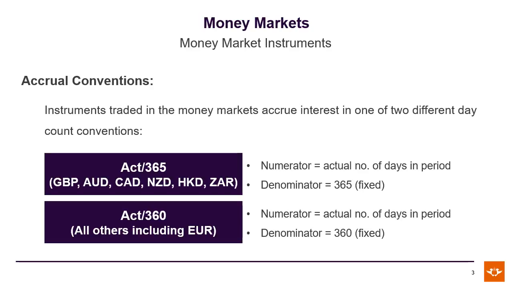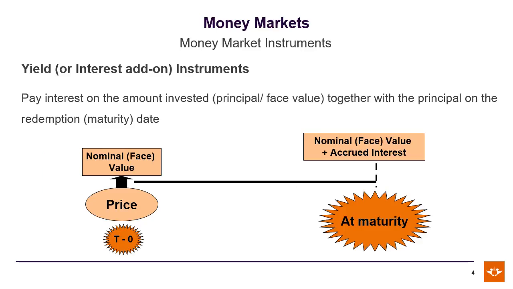In South Africa, including other countries such as Great Britain, Australia and Canada, we use what is referred to as the actual over 365. So the numerator contains the actual number of days in a period. So if your money market instrument was issued on the 1st of January 2017 and it matures on the 31st of March 2017, then you have to calculate the actual number of days between those two dates. Your denominator is fixed at 365.